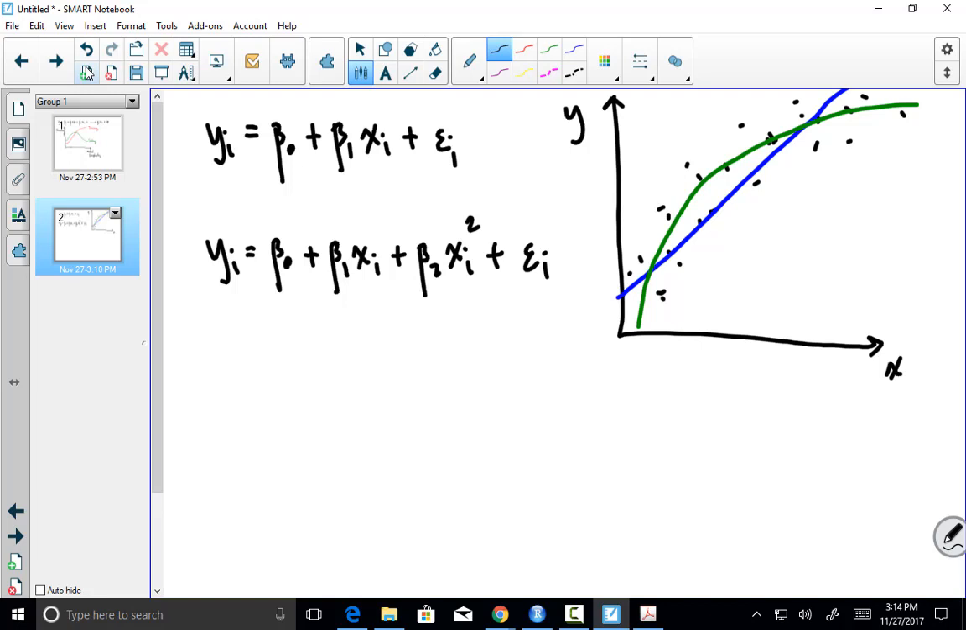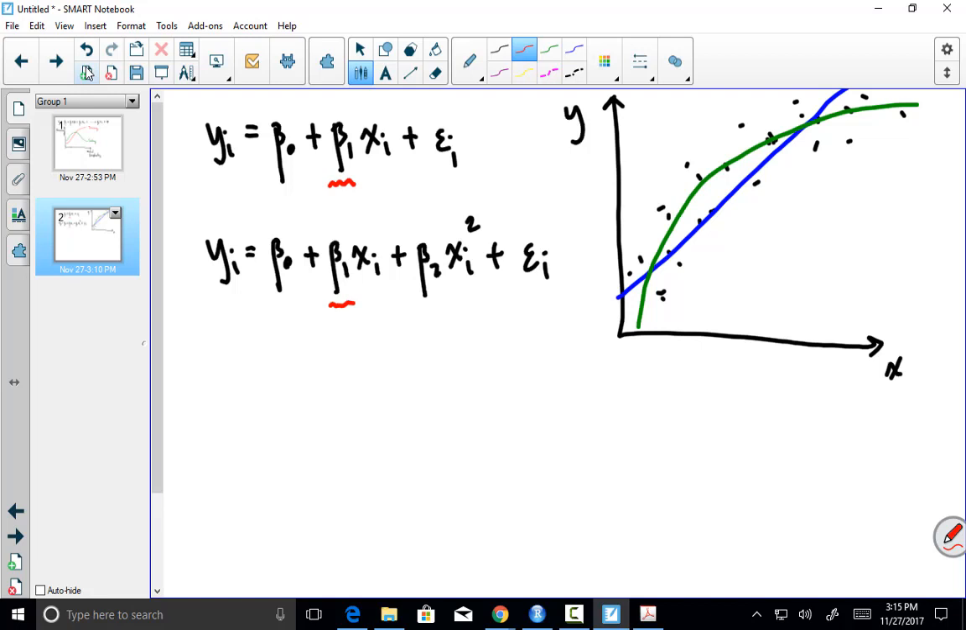One immediate challenge, though, of doing that is that interpretation becomes much harder. In the first model, this beta coefficient is the usual mean change in the response associated with a 1 unit increase in x. In the second model, though, you can't interpret that beta 1 in the same way.